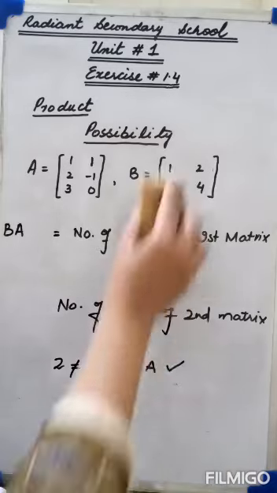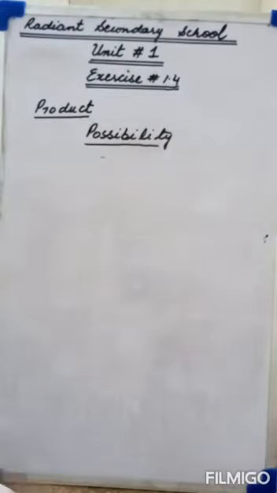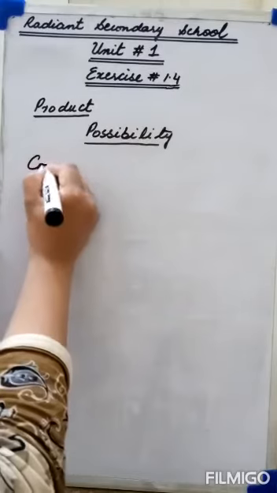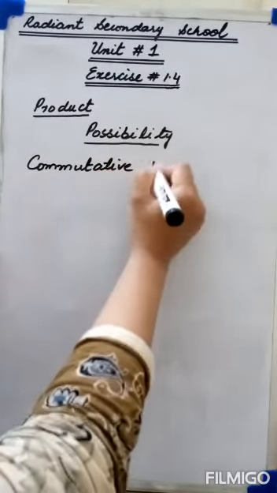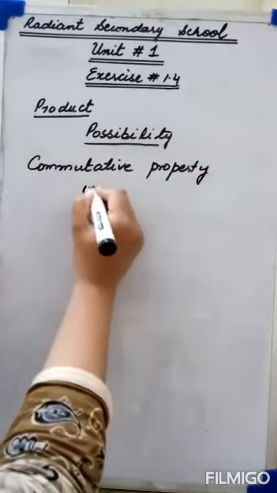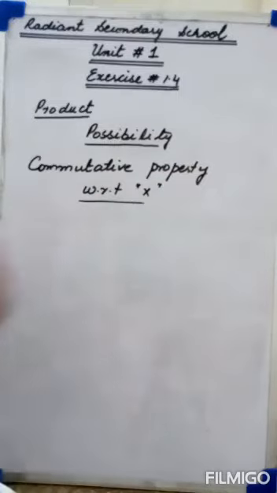Now we will discuss the commutative property. What is the commutative property? Students, you have discussed this property in the previous classes as well. This is the commutative property with respect to multiplication, right? In the previous exercise we discussed the commutative property with respect to addition, and it was possible, meaning A plus B is equal to B plus A.